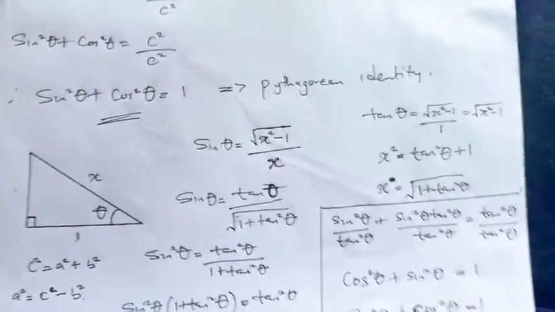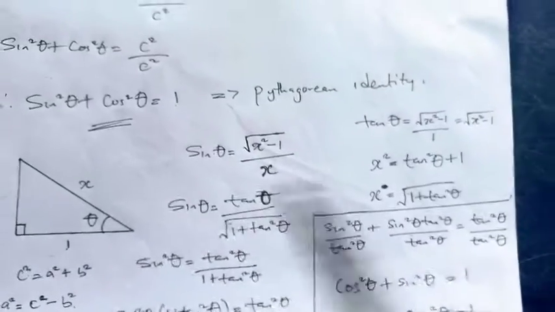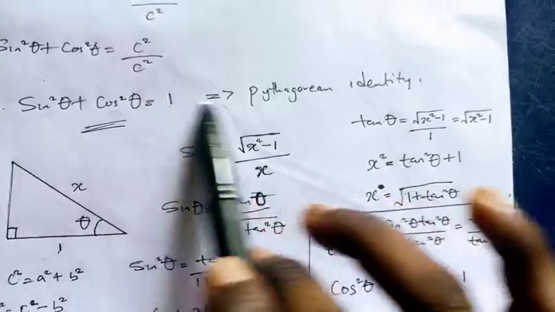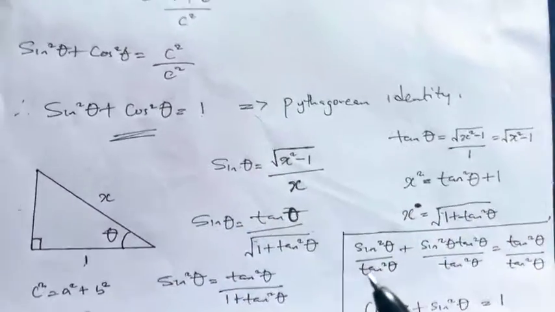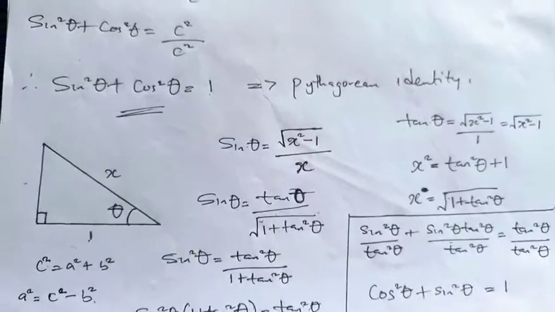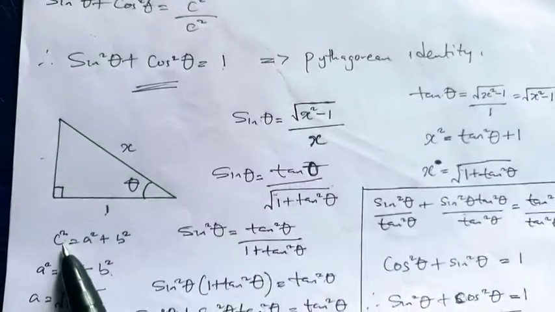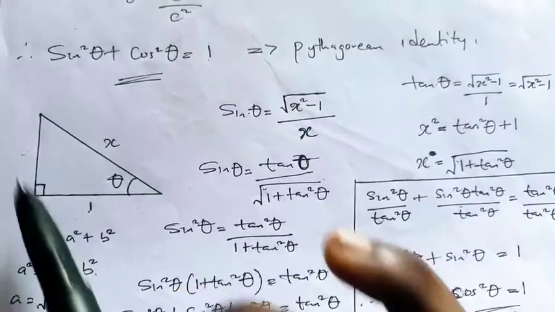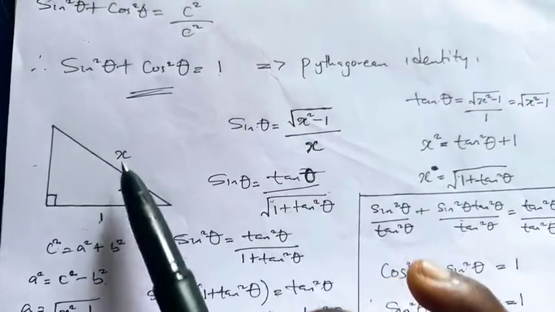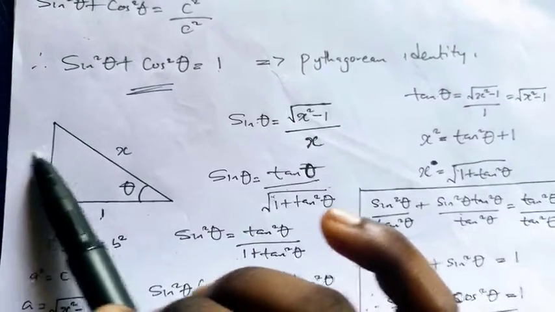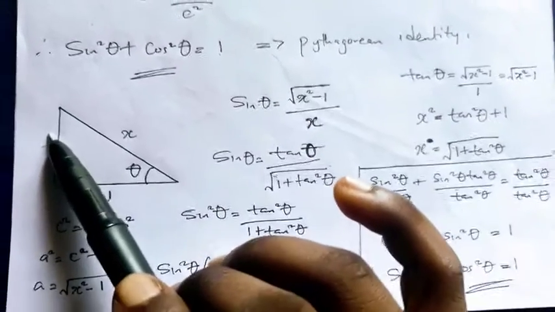And now we are asked, from this particular right angle triangle, to prove the Pythagorean identity. The first thing we have to keep in mind is the Pythagoras theorem, which is what I've shown us. c square is equal to a square plus b square. Now, this is my a, this is my b, and this is my c. You can see from here, I am looking for my a because it is not given.